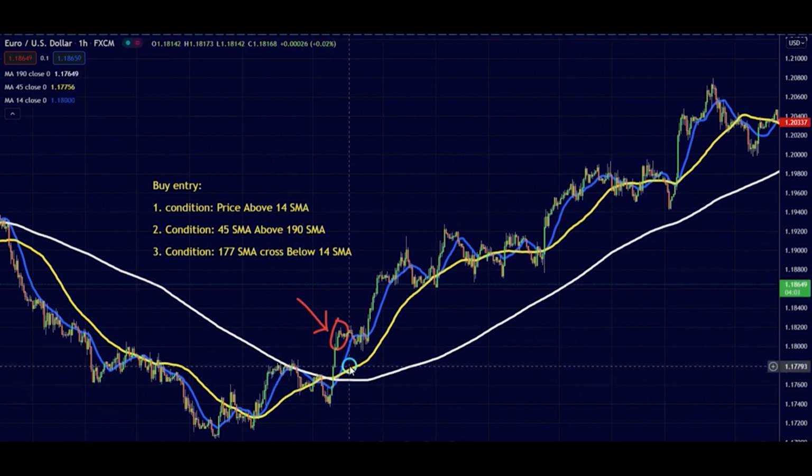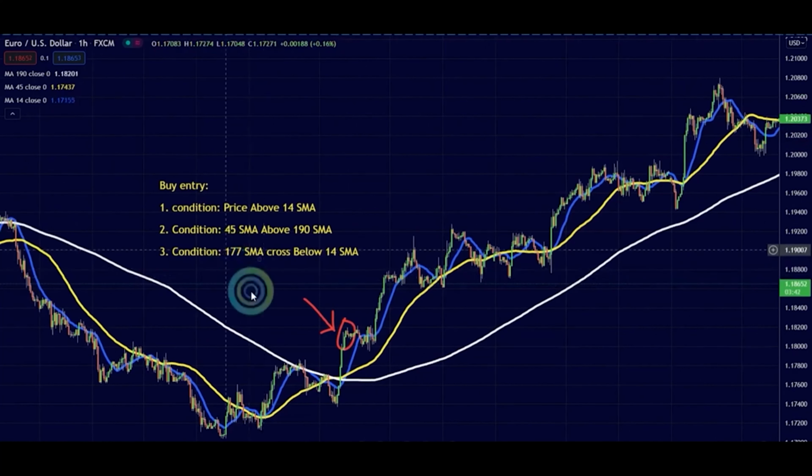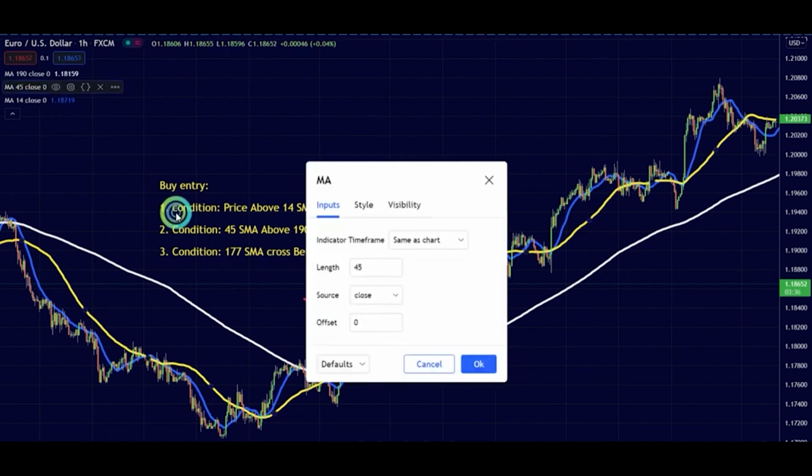As you see, it is a good filter and a good condition, so you won't blow your account with false signals. So we can check this condition as well. It is great. Now let's go to the third condition. Our third condition is, we will need a 177 average to this.